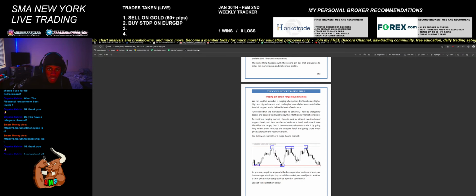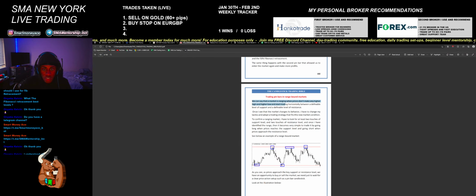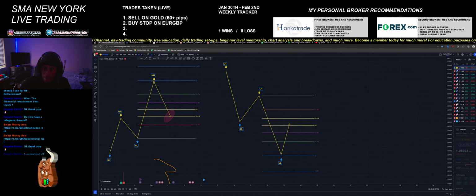So trading pin bars in range-bound markets, we can say that a market is ranging when prices don't make any higher high and higher low and start to trade horizontally between a definable level of support and a definable level of resistance. So it's basically just telling us that when you're in a range and price isn't trading above that high at that given resistance or below that low at that given support, then 9 times out of 10, that range is going to hold.